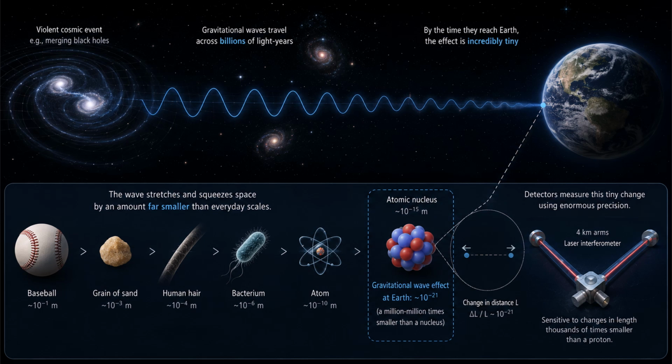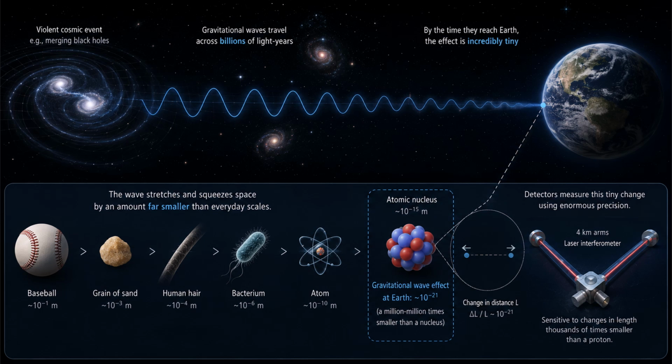Gravitational waves are extremely difficult to detect. By the time they reach Earth, their effect is unbelievably small. They do not shake objects in a dramatic way like an earthquake. Instead, they change distances by less than the width of an atomic nucleus over kilometers of detector length. That is why ordinary instruments cannot detect them.